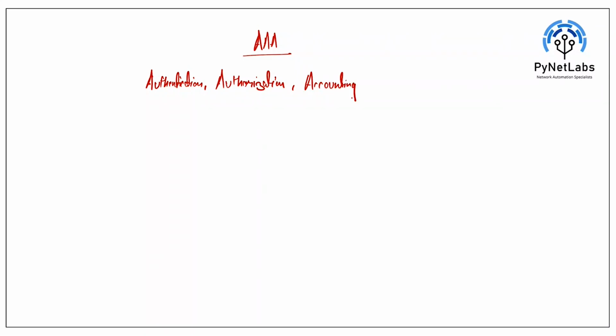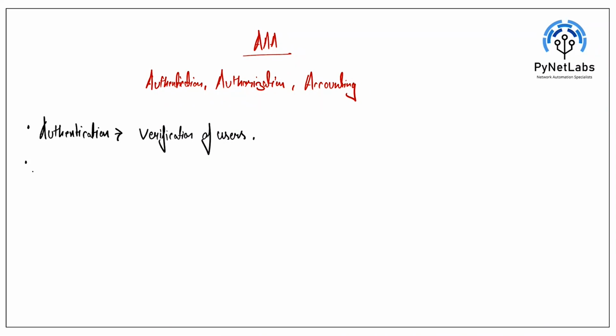Now, if you ask me the meanings of authentication, authorization, and accounting, we can take some simple scenarios. For example, what is authentication? Authentication, as we all know, refers to the verification of users. So once that verification of users is done, just let me write it down, then I will explain it with a scenario.